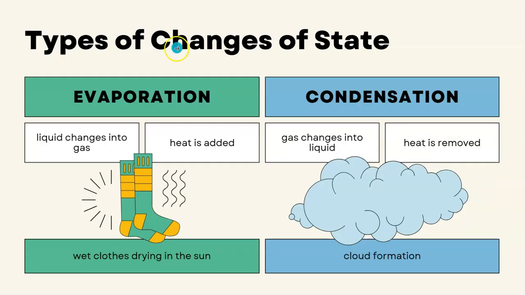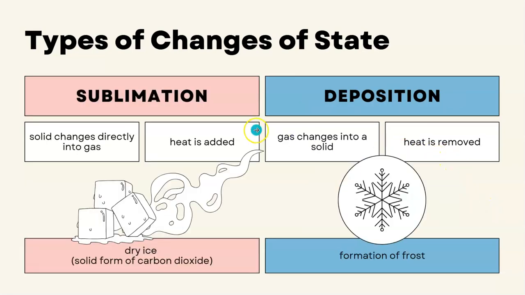Another change of state is evaporation. It's when liquid changes into gas after heat is added. Wet clothes drying in the sun is an example of evaporation. Condensation is when gas changes into a liquid after heat is removed. An example is cloud formation.